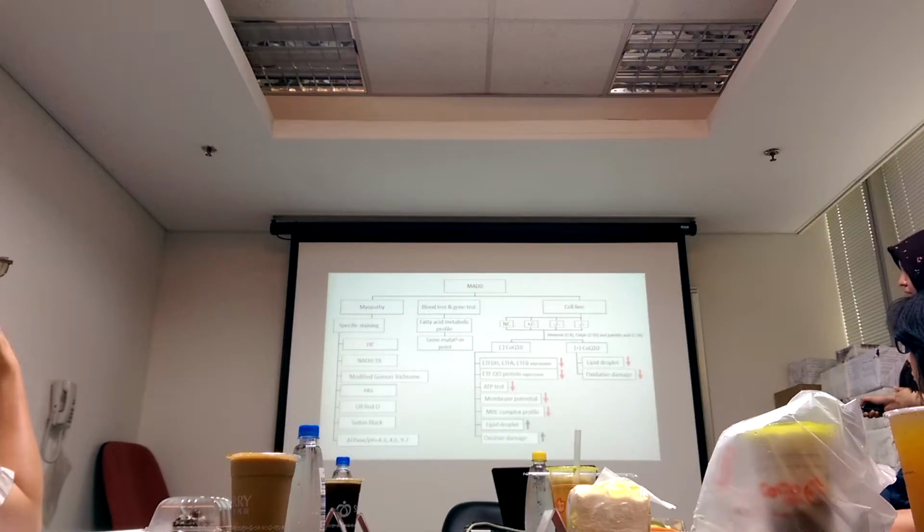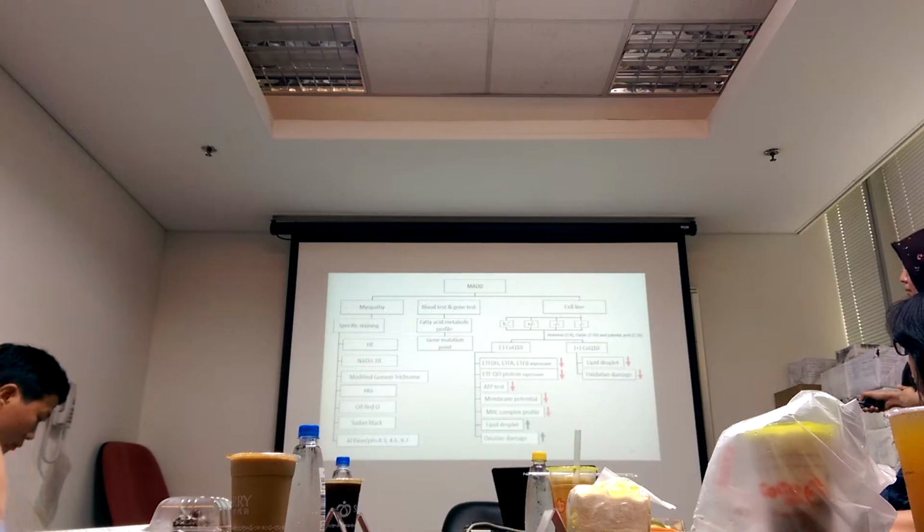And about gene mutation, we found 2 gene mutations in this study. And in the cell line, we established a lymphoblastoid cell line in 4 groups: the normal control, the carrier, and 2 patients.